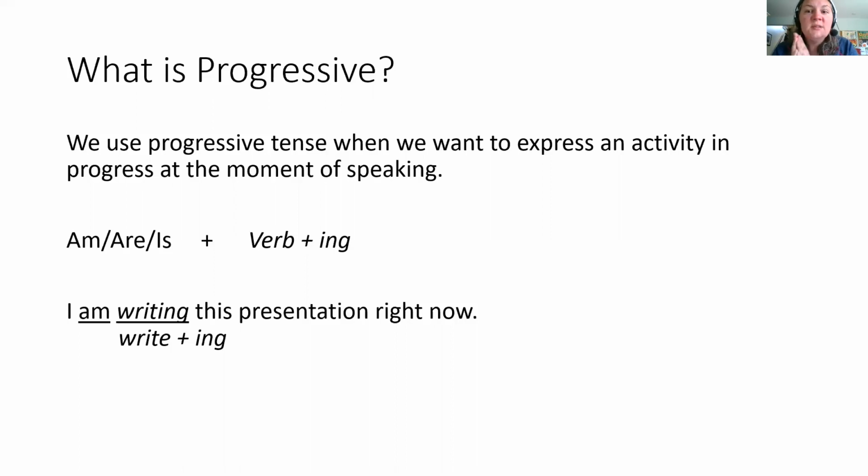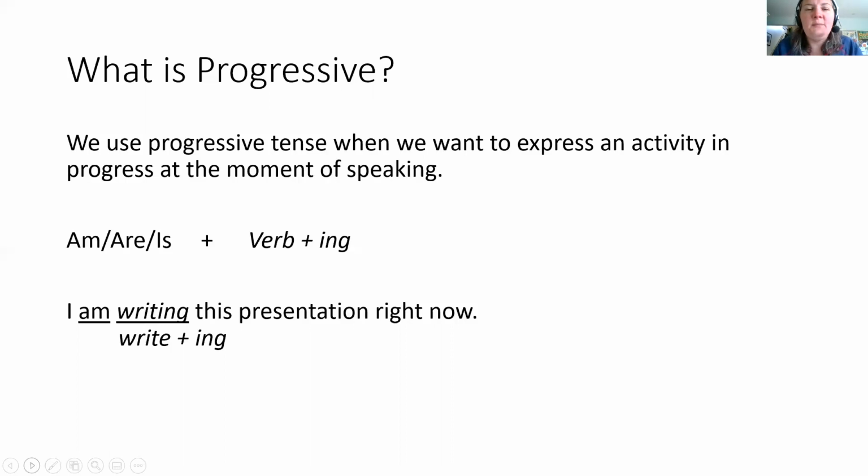When we use the progressive, we're speaking about an activity in the moment, and we are using a form of to be, am, are, is, and then we're using the verb plus an ing ending. So for example, I am writing this presentation right now, or in fact, I am giving this presentation right now. And you can see the verb, write plus ing. All right, that is what the progressive tense is.